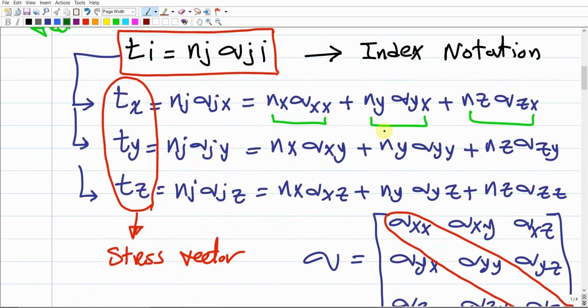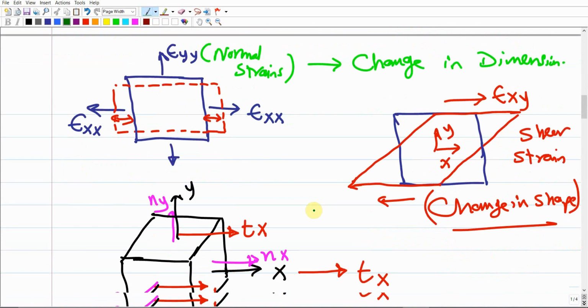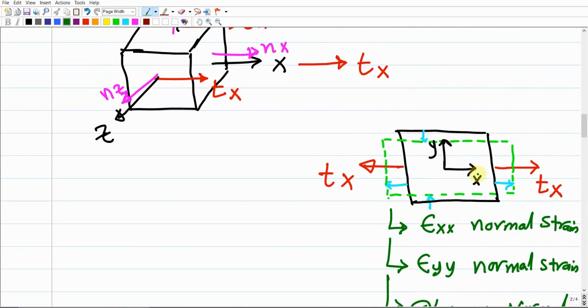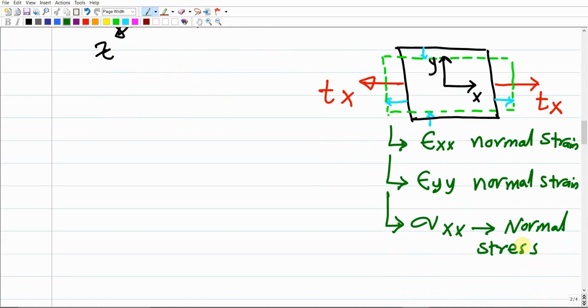Make sense? But how about this term? In case Tx acts on the surface whose normal is ny, it should produce sigma yx. So let us investigate the type of this sigma yx. We proved here that sigma xx is a normal stress. Why? Because we end up with changes in the dimension. There is no change in the shape except the dimension. So that's why we give it the name normal stress, as we did with the normal strains.